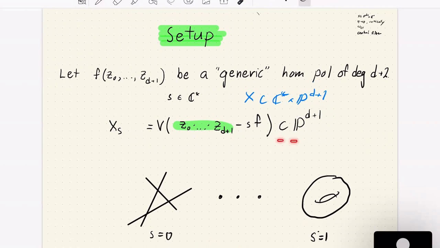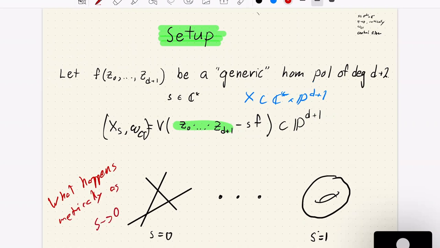We have an embedding into P^{d+1}. That means we have a particular class on all of my X_s, and they're also going to be Calabi-Yau. So each of these, I can equip with a Calabi-Yau metric. And then I can ask the question, what happens as s tends to zero in a metric sense? And when I say metrically here, I mean not just as metric spaces, but also in terms of the Calabi-Yau structures on these manifolds.